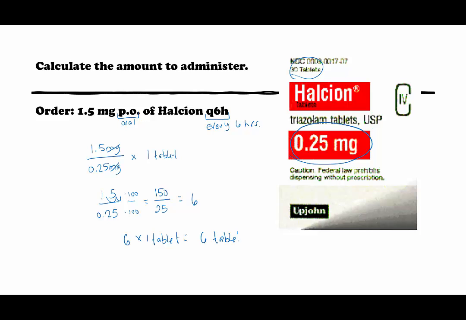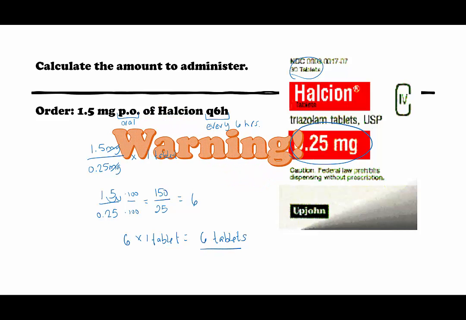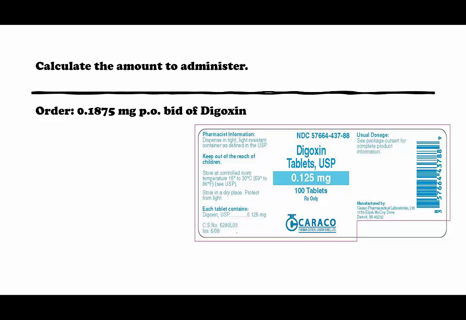Now, you might say, why is that unusual? That's a nice number. But we do want to be warned, and we do want to double check this order because anything more than 3 tablets is considered unusual, and maybe there was a mistake in the order or this isn't the right dose of the drug that we're given. So we want to be really careful when we get anything more than 3, double check, because 6 tablets for one time is a lot of tablets.